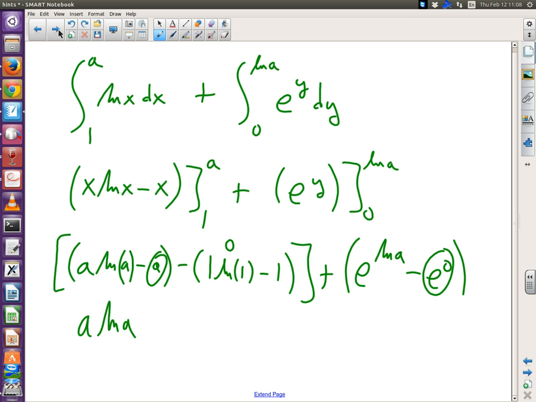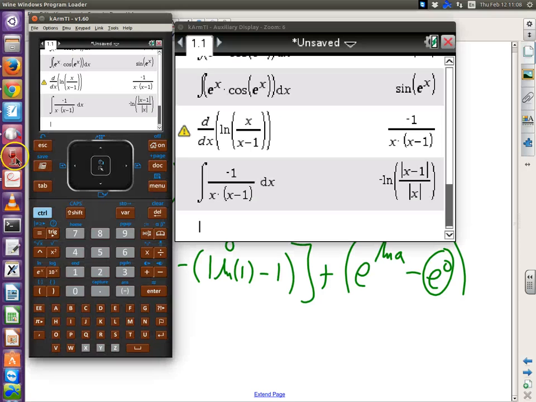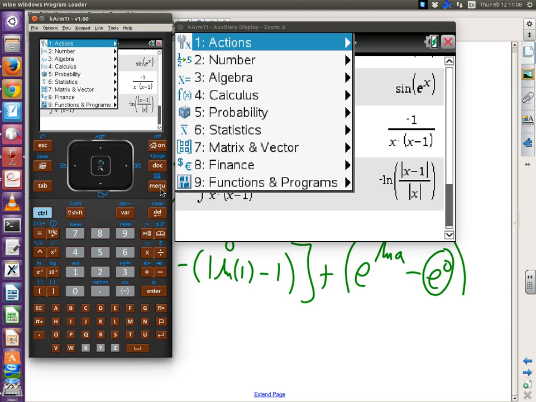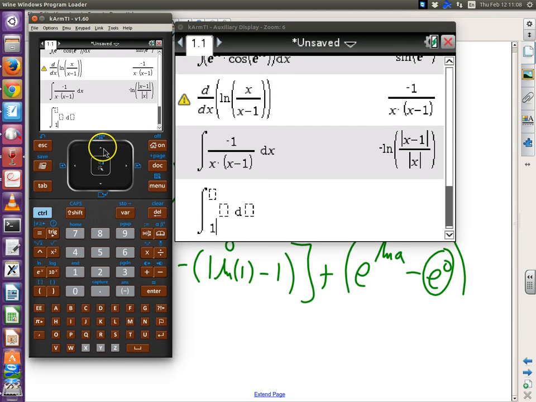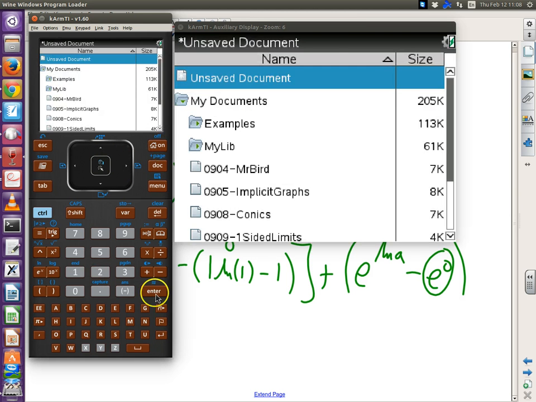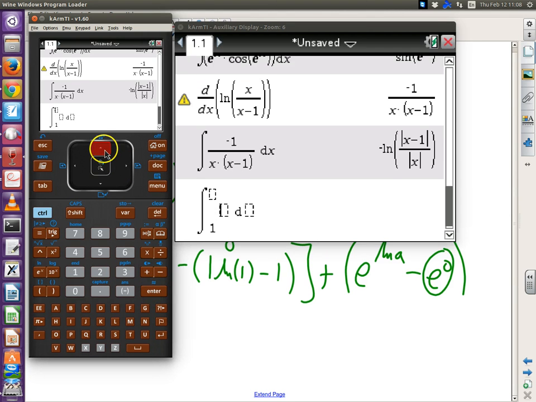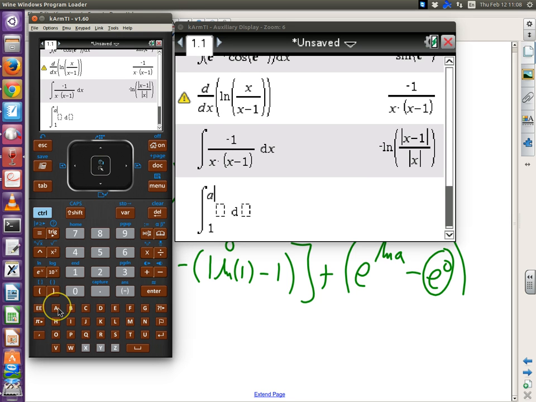Alrighty. What if we punch that into the calculator just for fun? See what happens if we throw that in the calculator. Alright, let's see. How about we do menu, calculus, integral, from, let's see if I can put in literal values here. Oops, I got stuck again. What if I put an a in here? Will I be able to do this way? And then it's ln of x.